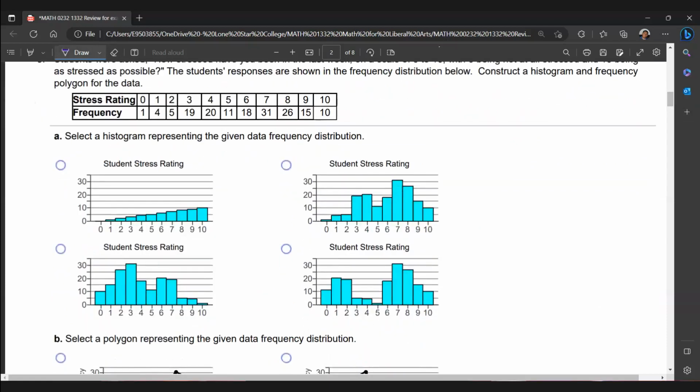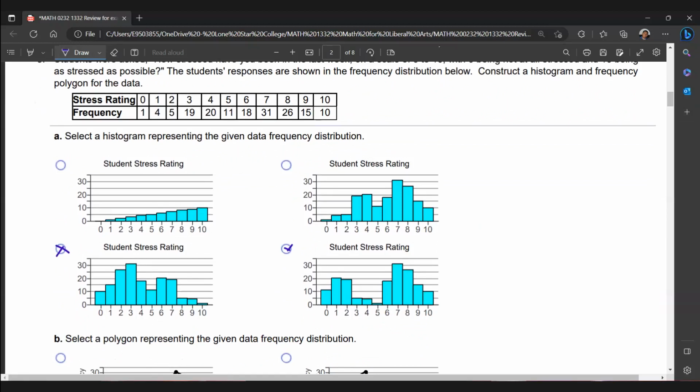We got 0, 1. Okay, so I can tell that this one right here makes absolutely no sense because it is saying that 10 students reported a level of 0 stress. And same thing with this one, so not counting that. Now, I don't know if this is an actual rectangle here or what that is, but maybe I want to inspect this a little bit further.